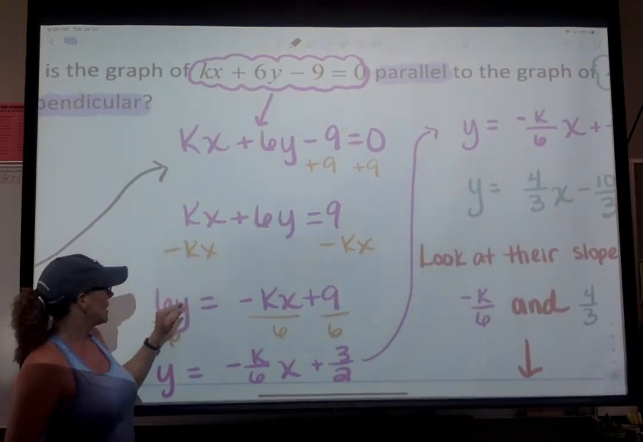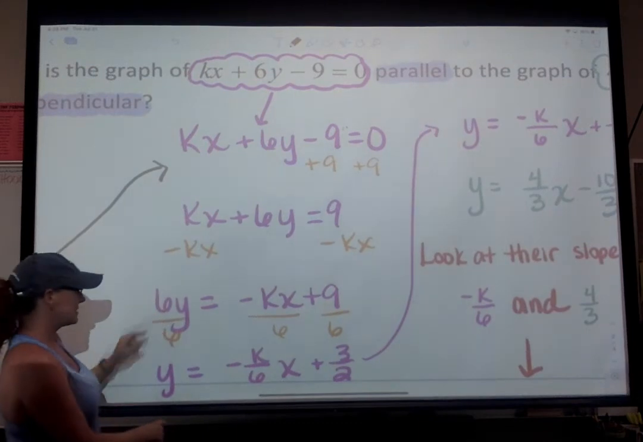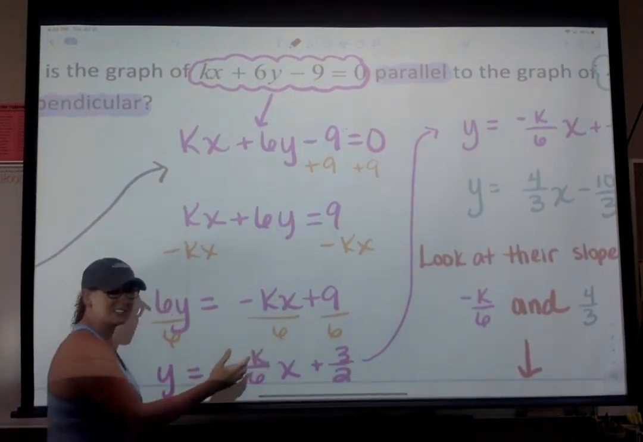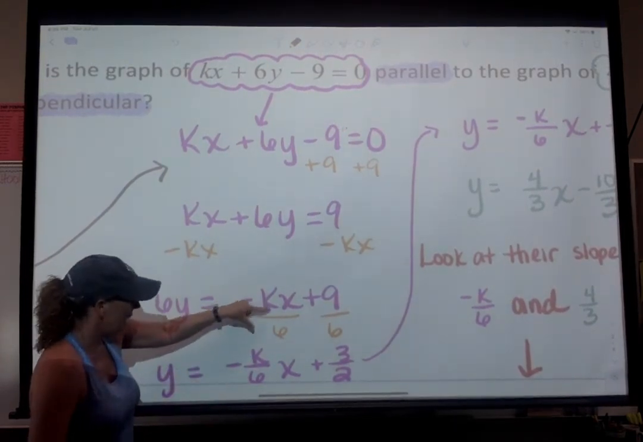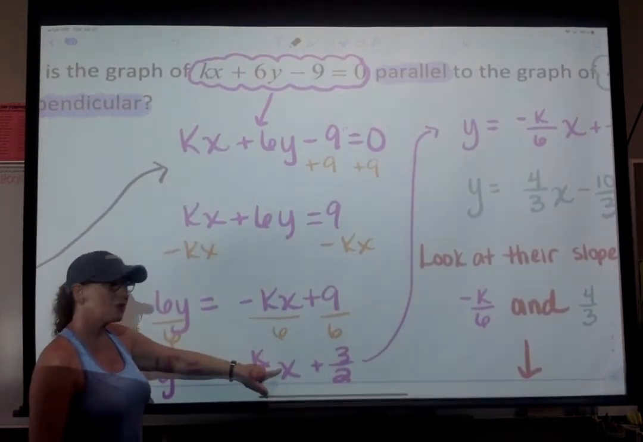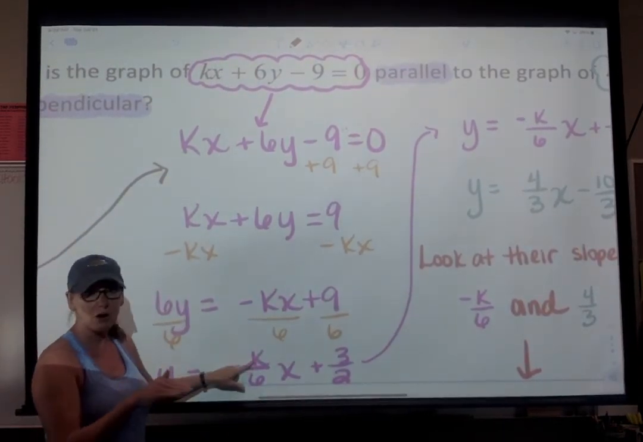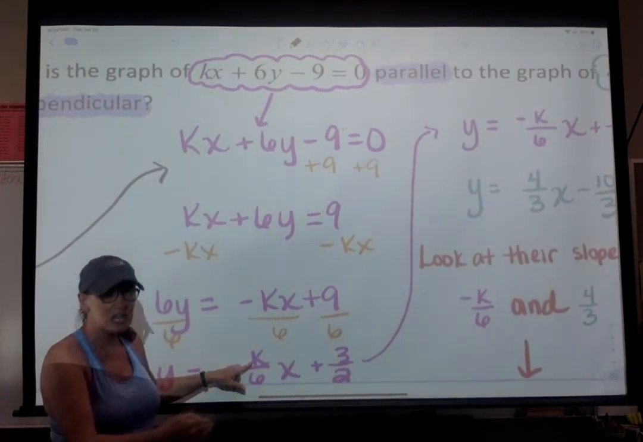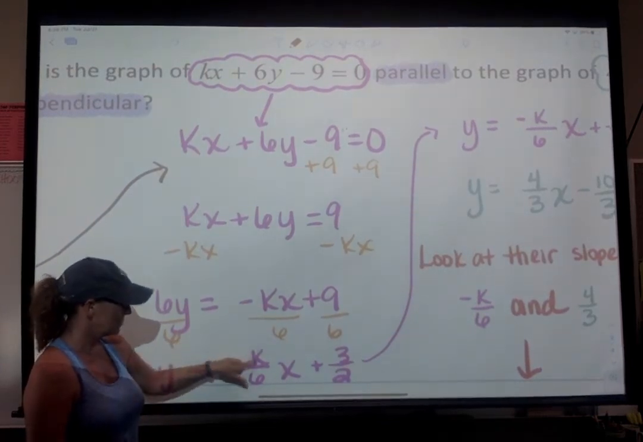So I've got my 6y, I've got this term, which is now on this side, and the 9, which is now on the other side. Divide everything by 6. So divide this by 6, divide this by 6. Well, I can't divide negative k by 6. You're right, you can't divide. Just write it down. Negative k over 6. That's your coefficient for x. And then 9 over 6 is 3/2. Okay, weird, I know, but just write it down. You don't have to figure anything out yet. I divided by 6, and this is what it looks like.